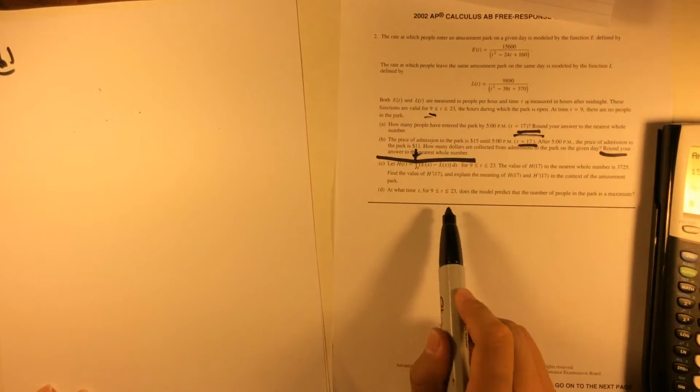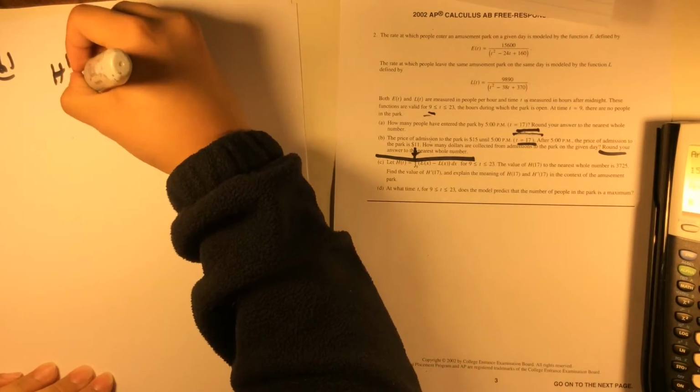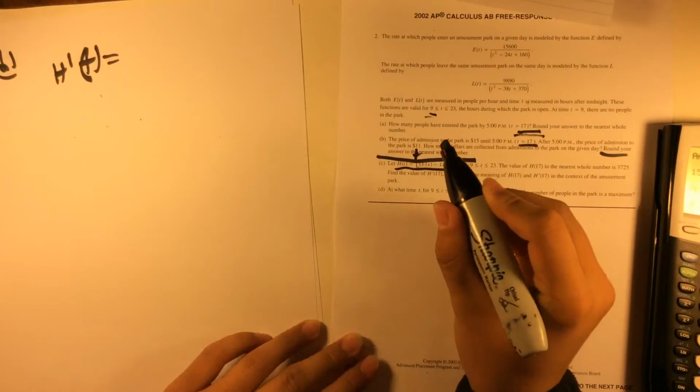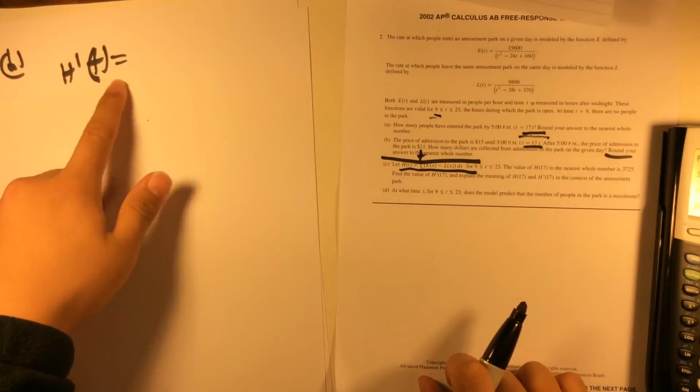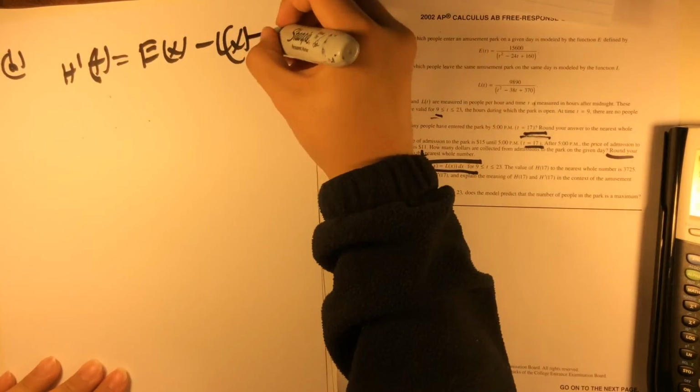D. At what time for t between 9 and 23 is the number of people in the park at a maximum? Pretty simple on this one. Basically, because the number of people is represented by the function H of t, which is an integral, to know when a function is maximum, you have to take the derivative and set it to 0 to get your critical values. Since this is an integral, the derivative of it is just E of x minus L of x, and now this has to equal 0.